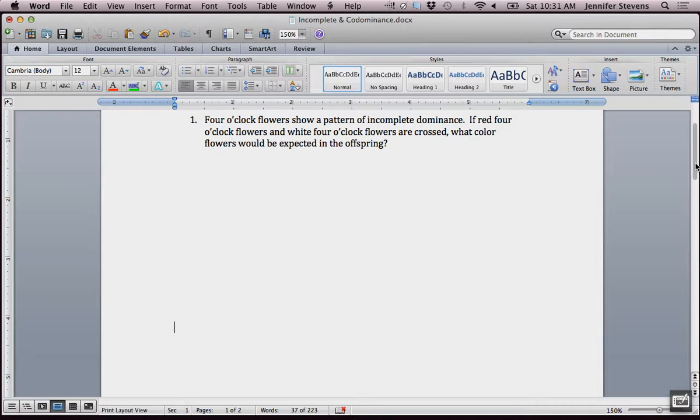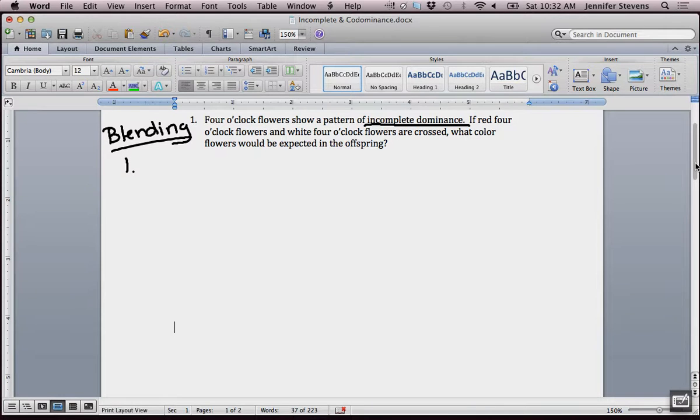Four o'clock flowers show a pattern of incomplete dominance. So right there it tells you this is incomplete dominance. So we know that we have blending here. If red four o'clock flowers and white four o'clock flowers are crossed, what color flowers would be expected in the offspring? So let's go through our 5 steps.